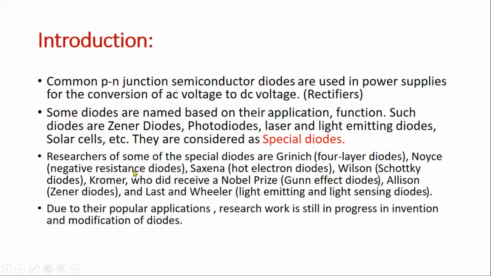Research on some of the special diodes is already there. Till now there is so much research going on in diodes because of their wonderful applications. Some of them we can mention here are four layer diodes, negative resistance diodes, hot electron diodes, Schottky diodes, and gun effect diodes. Once again, light sensing diodes, etc. Due to their popular applications, research work is still going on.